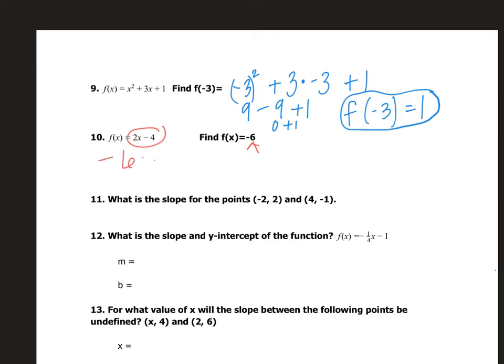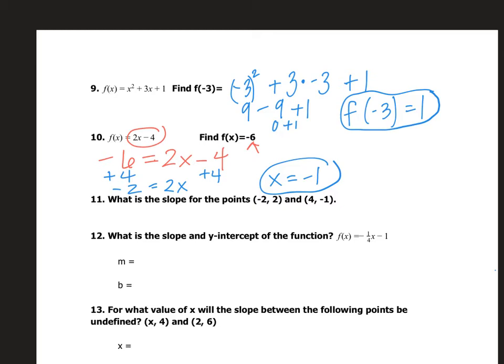We're looking for x. So -6 equals 2x plus 4. Whoops, sorry. Minus 4. 2x minus 4. All right, so I'm going to add 4 on both sides. When I do that, I get -2 equals 2x. If I was to divide by 2, I would realize that x equals -1. Okay, so there is my answer.